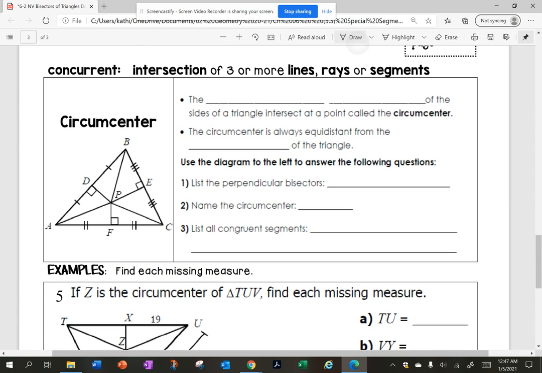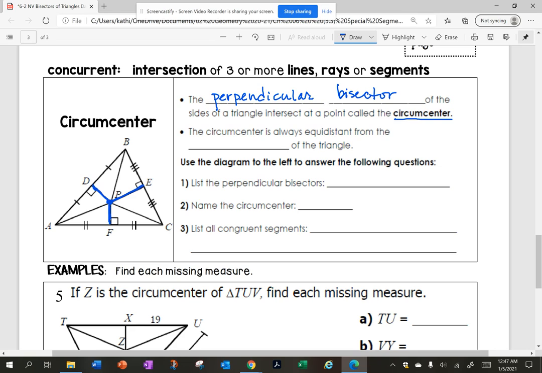Okay, so for today's lesson, we're going to be talking about perpendicular bisectors. The perpendicular bisectors of the sides of a triangle intersect at a point called the circumcenter. So here is the circumcenter. Here is my perpendicular bisector, here is my perpendicular bisector, and here is my perpendicular bisector. And point P is the circumcenter.